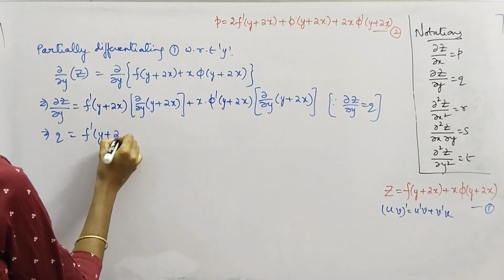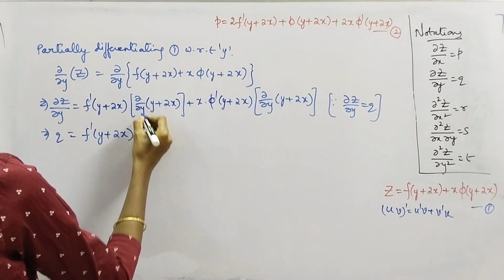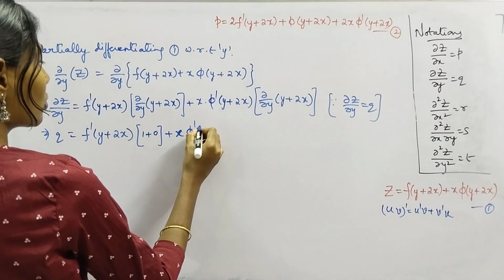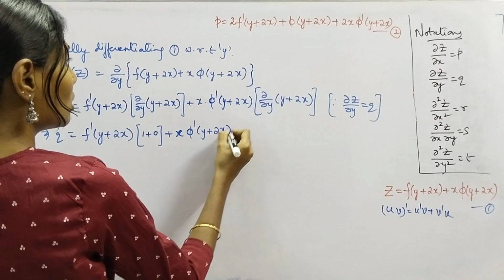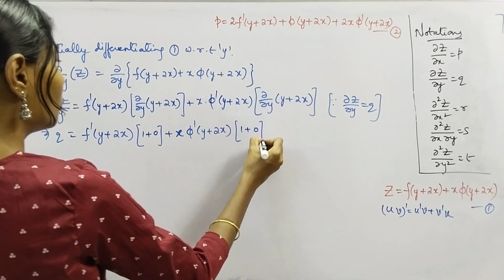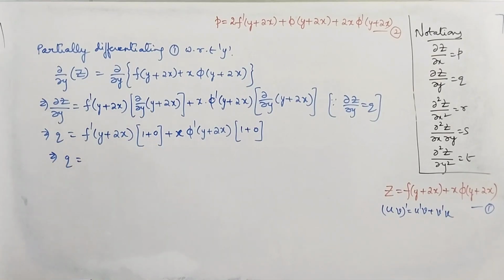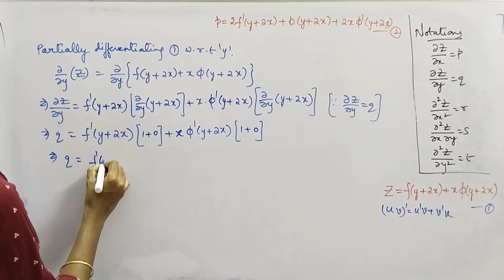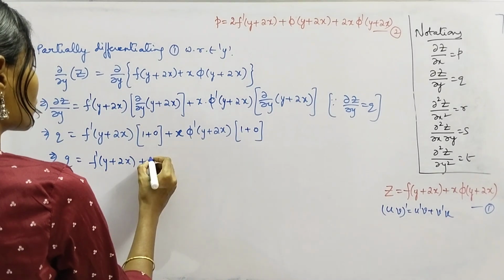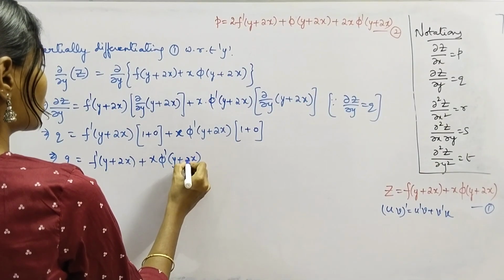f dash of y plus 2x into the partial derivative of y with respect to y, which is 1, plus the partial derivative of 2x with respect to y, which is 0, plus x into phi dash of y plus 2x into the partial derivative of y with respect to y, which is 1, plus the partial derivative of 2x with respect to y, which is 0. And this gives us q equal to 1 plus 0, that is 1, 1 into f dash is f dash of y plus 2x, plus 1 plus 0 is 1, 1 into x phi dash is x phi dash of y plus 2x.